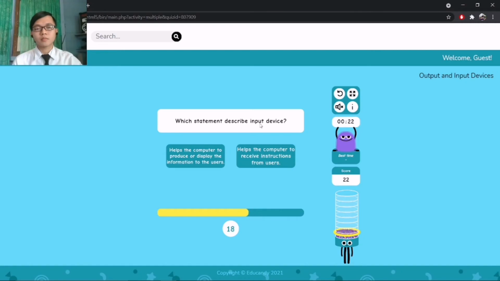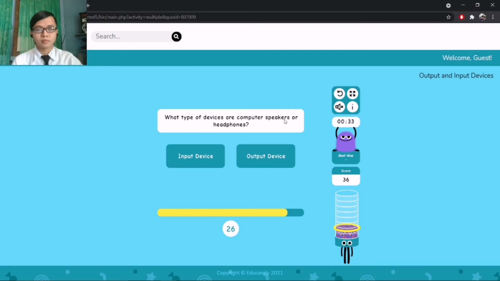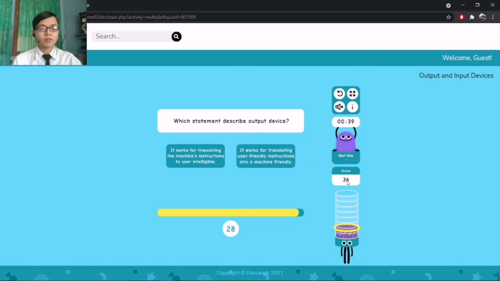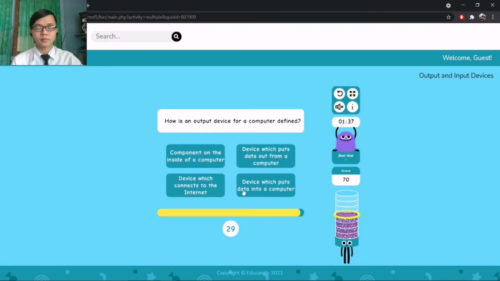Which statement describes an input device? If you answer correctly, you'll get a point. If you answer wrong, it will not give you any point, and you can continue, and you need to be fast. Very wrong again. So I'm going to answer this question first.